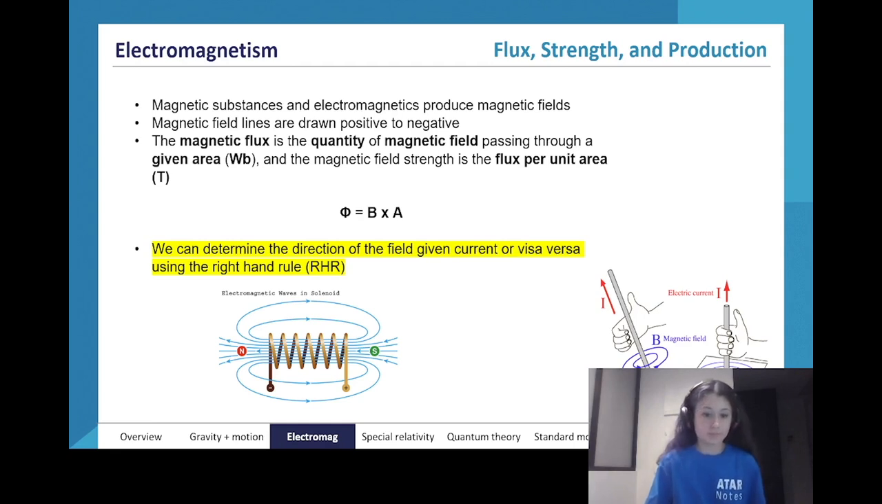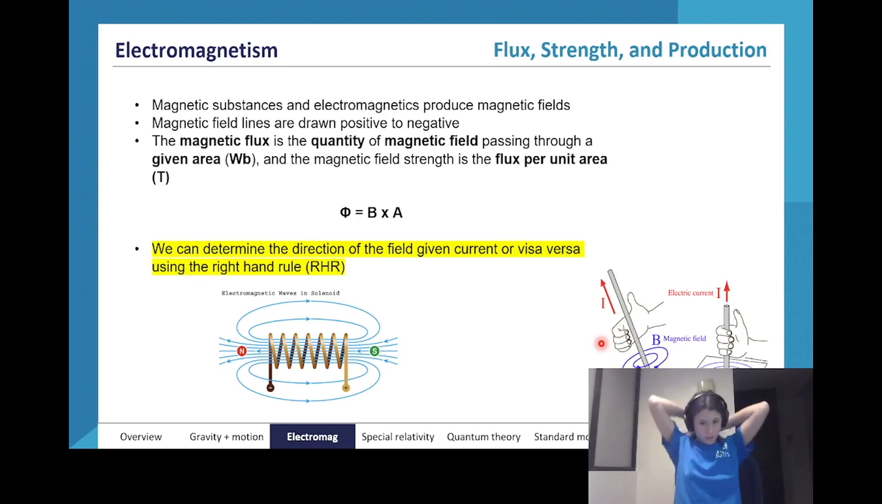So the magnetic flux is given by the magnetic field strength multiplied by the area, of course. And then we can determine the direction of the field given current, or vice versa, using the right hand rule. So this is shown down here.